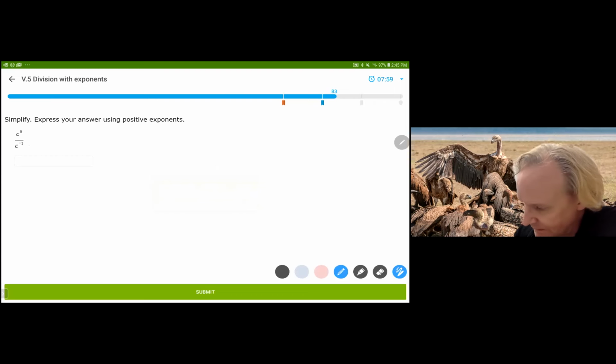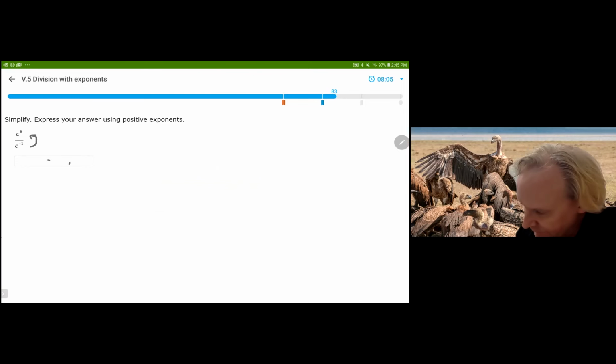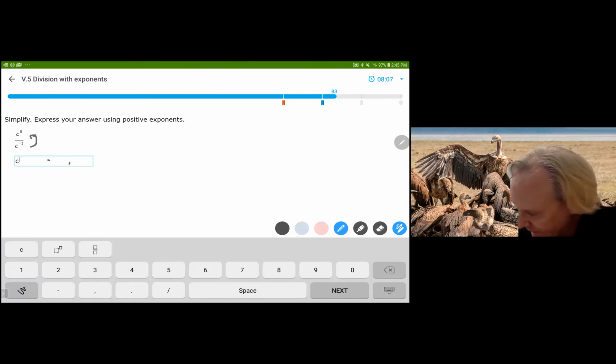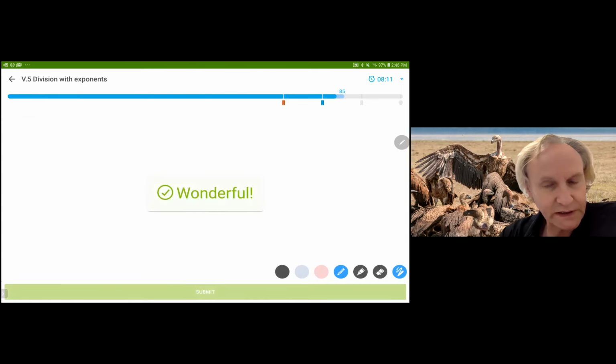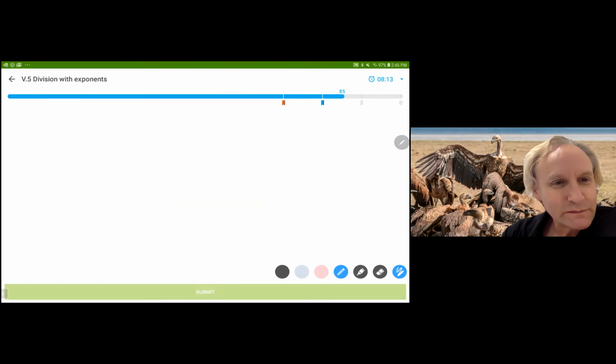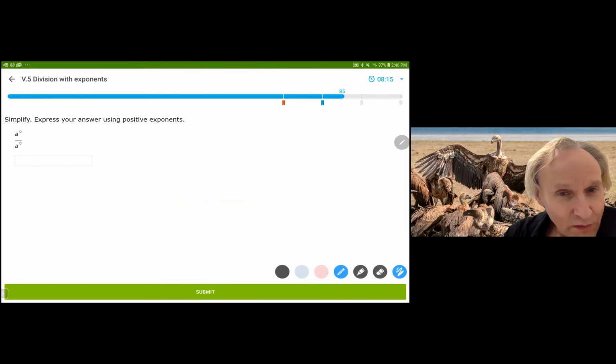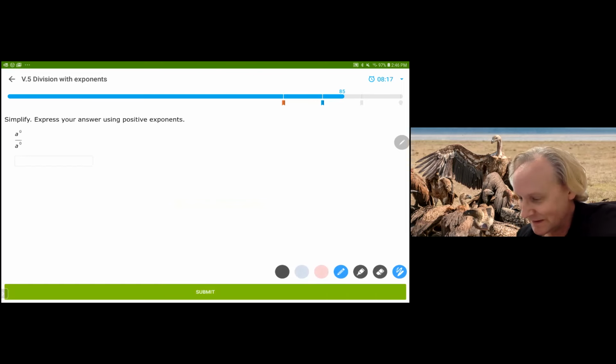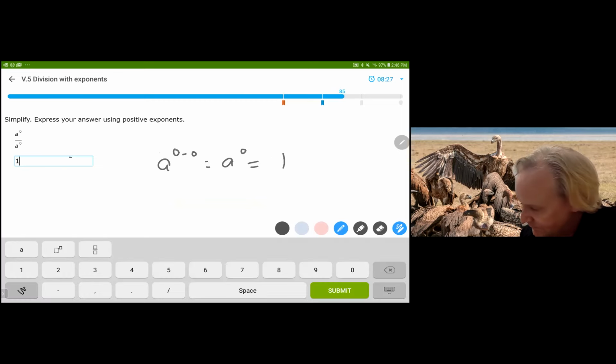Okay, c to the 9th. Again, I'm just moving it from the denominator to the numerator, which gives me c raised to the 9th. One more extra c in the numerator being multiplied together. Let's see. Oh, 1 over 1 is 1. A lot of people are going to go, well, wait a minute. A to the 0 minus 0 is a to the 0. Yeah, sure is. It's 1. Done.